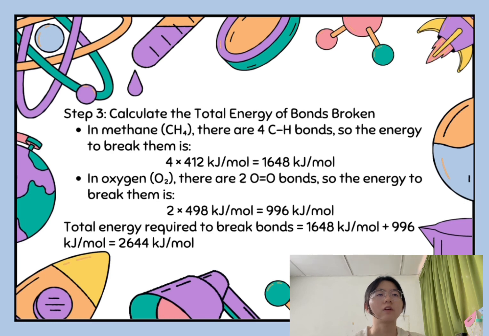In methane, there are 4 CH bonds, so the energy to break them is 4 times 412 kilojoule per mole, which equals 1648 kilojoule per mole. In oxygen, there are 2 O double bonds, so the energy to break them is 2 times 498 kilojoule per mole, which equals 996 kilojoule per mole. The total energy required to break bonds is 1648 kilojoule per mole plus 996 kilojoule per mole, which is equal to 2644 kilojoule per mole.